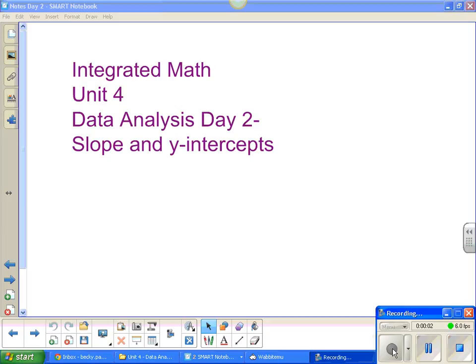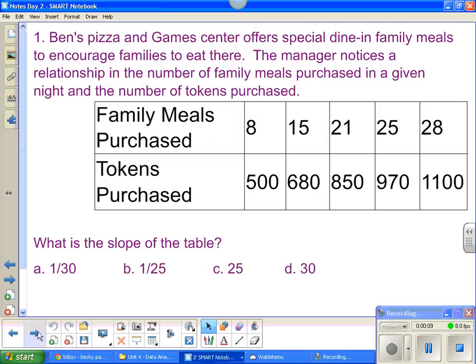Today's lesson is on data analysis, day 2. We're going to focus on slopes and y-intercepts. Ben's Pizza and Game Center offers special dine-in family meals to encourage families to eat there. The manager notices a relationship between the number of family meals purchased in a given night and the number of tokens purchased. What is the slope of the table?